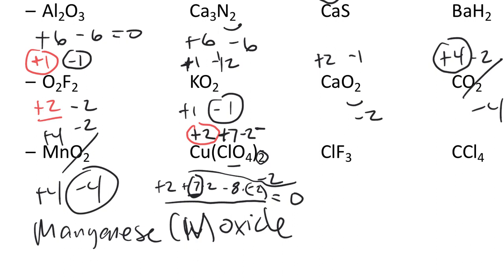What about ClF3? Again, it's just a matter of, is it chlorine or fluorine that's -1, and it's fluorine. So fluorine wants the negative charge. There's 3 of them, so that's a -3. So making the charge on chlorine +3.